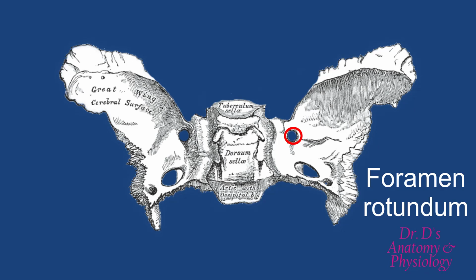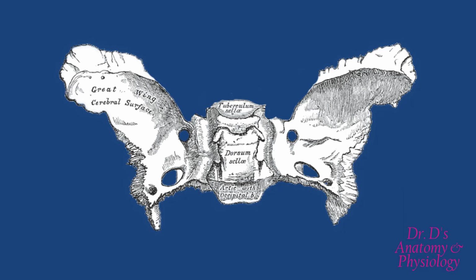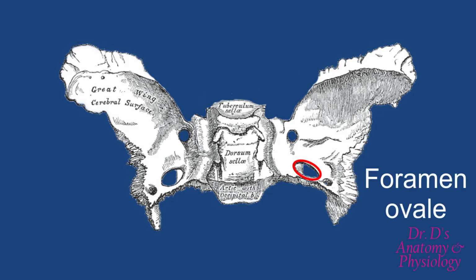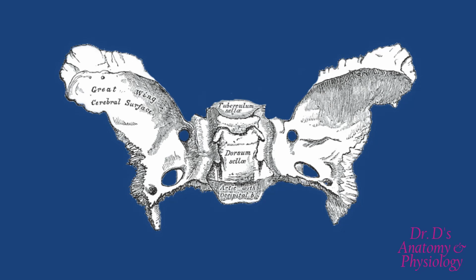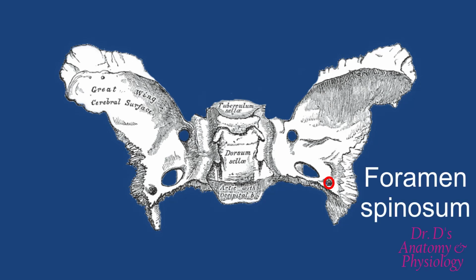The English word rotund means round. The rotundum is simply the Latinized version of an English word, rotund. Or the other way around, I guess rotund is the anglicized version of the Latin word rotundum. Then we have the foramen ovale, and that translates into oval opening. And that should be obvious if you look at the spelling. And then finally, at the very tip or the spine of the great wing, we have the foramen spinosum, the opening in the spine of the bone.